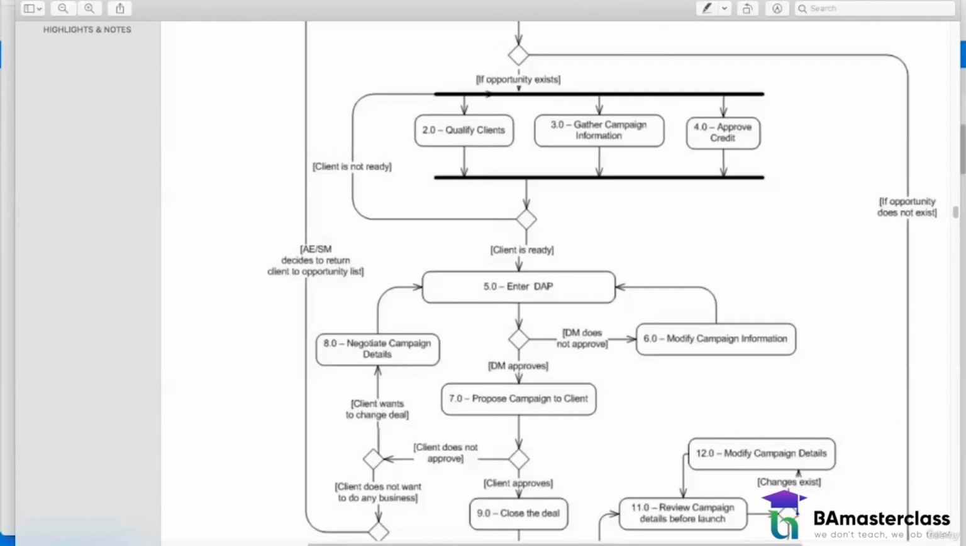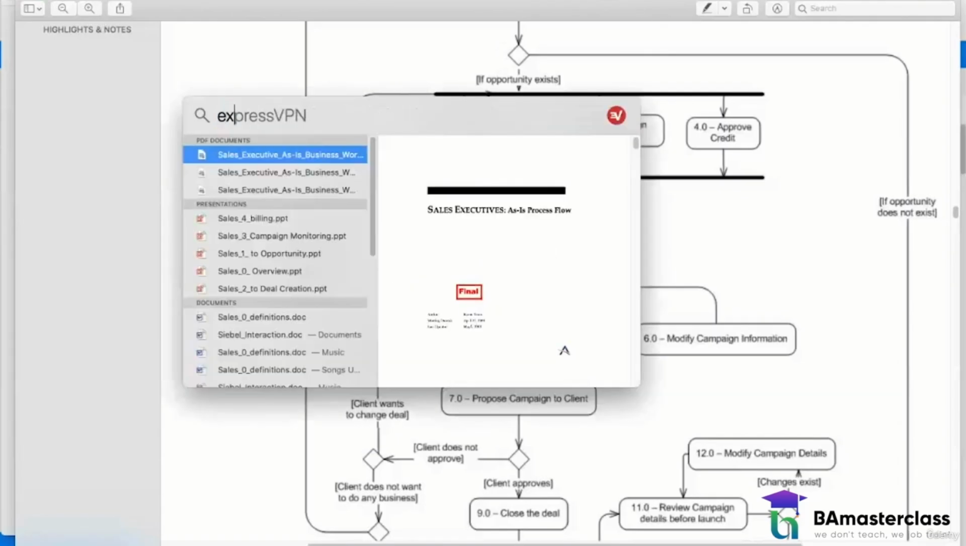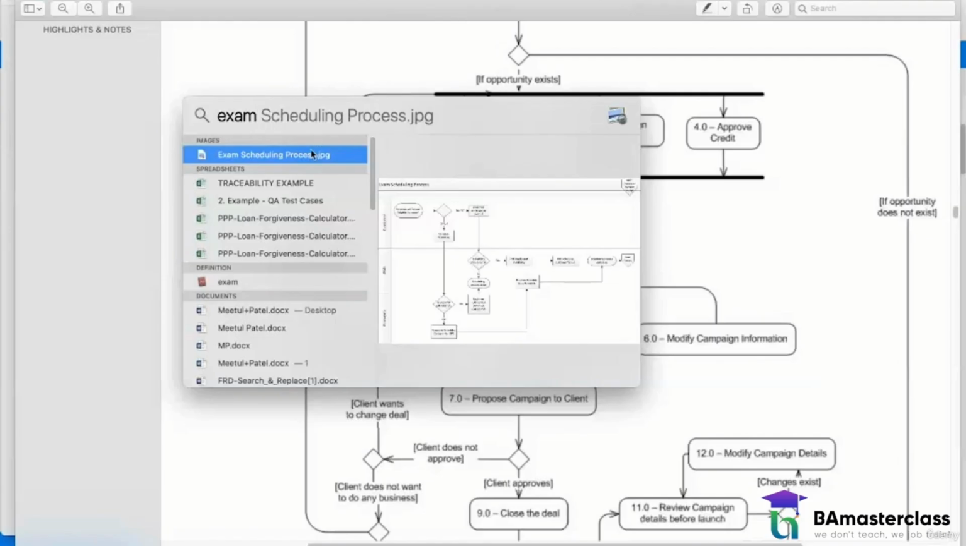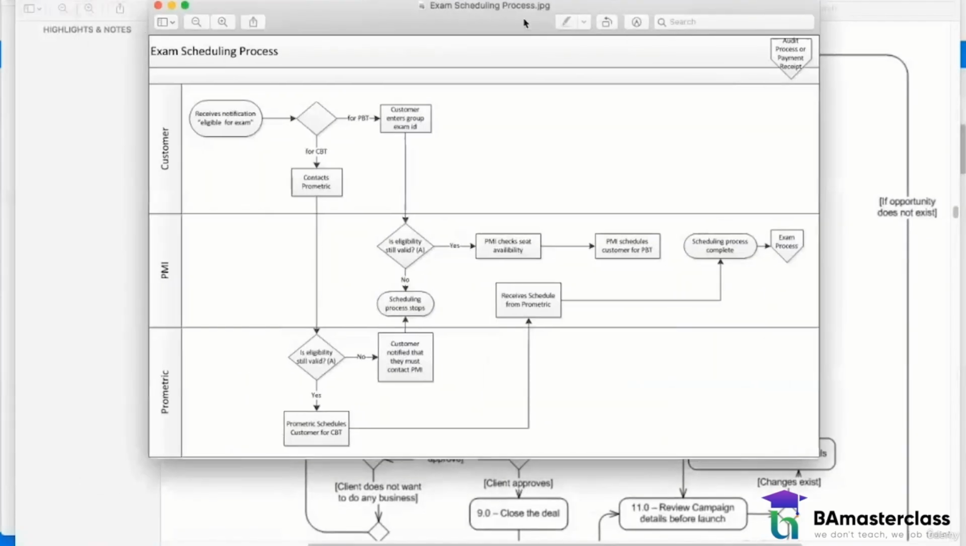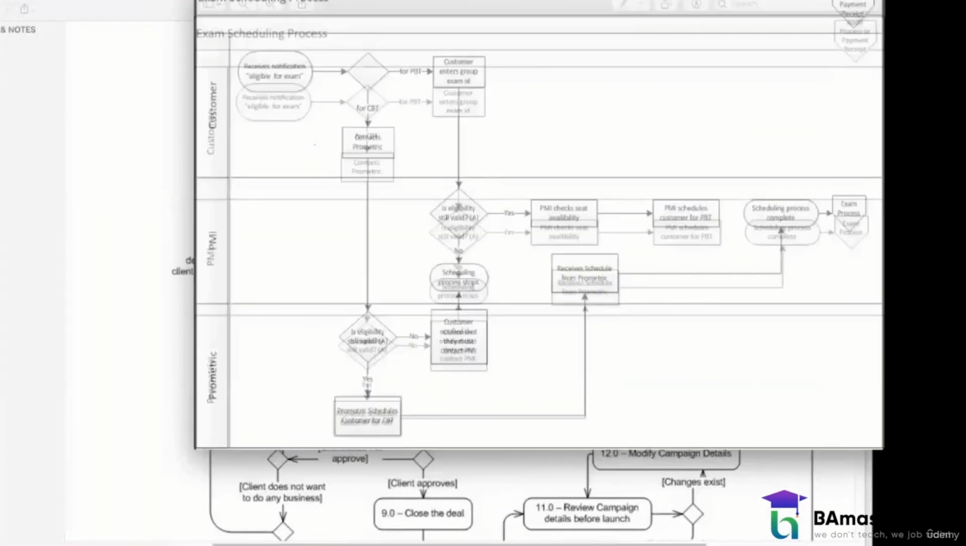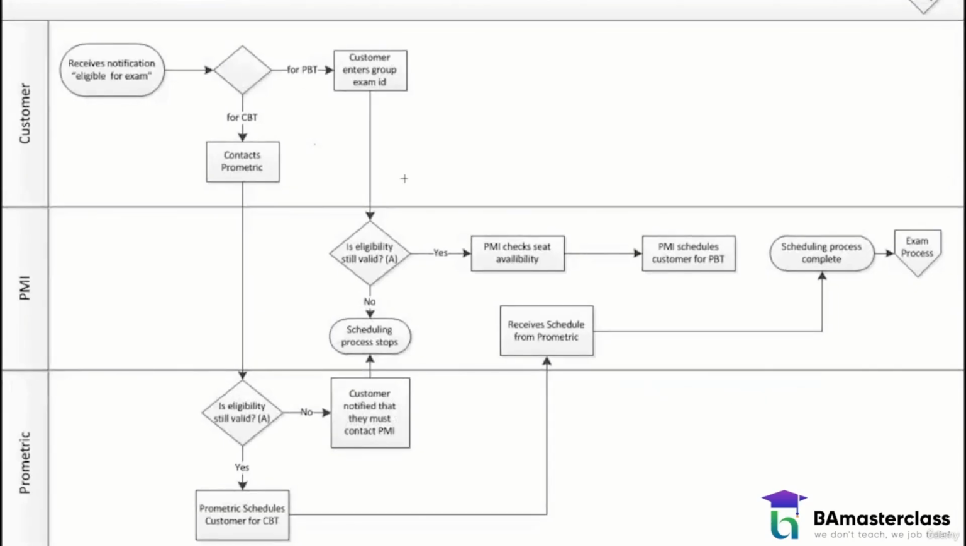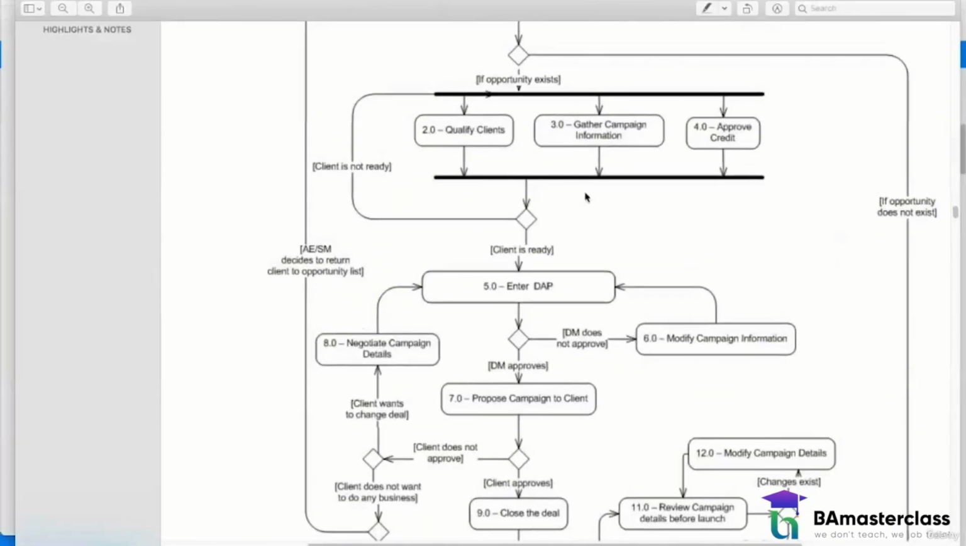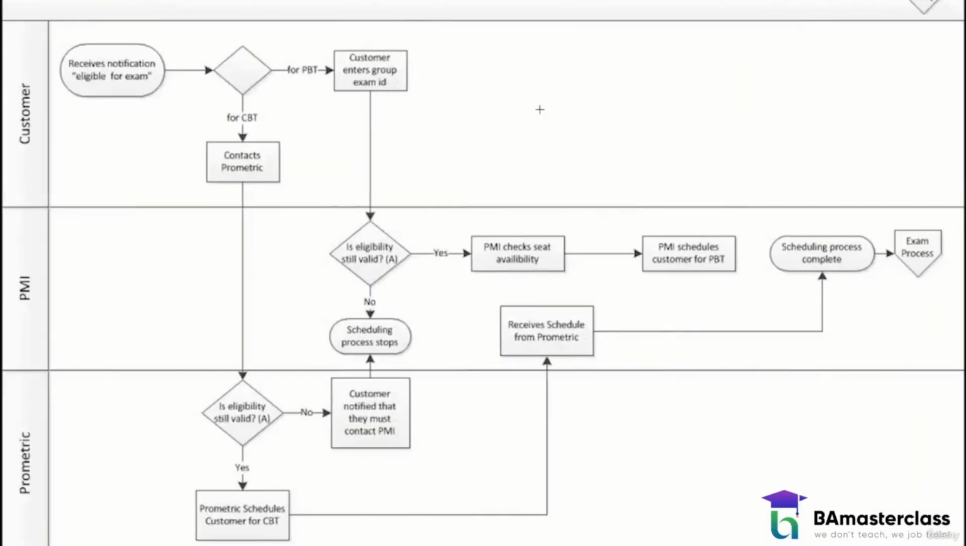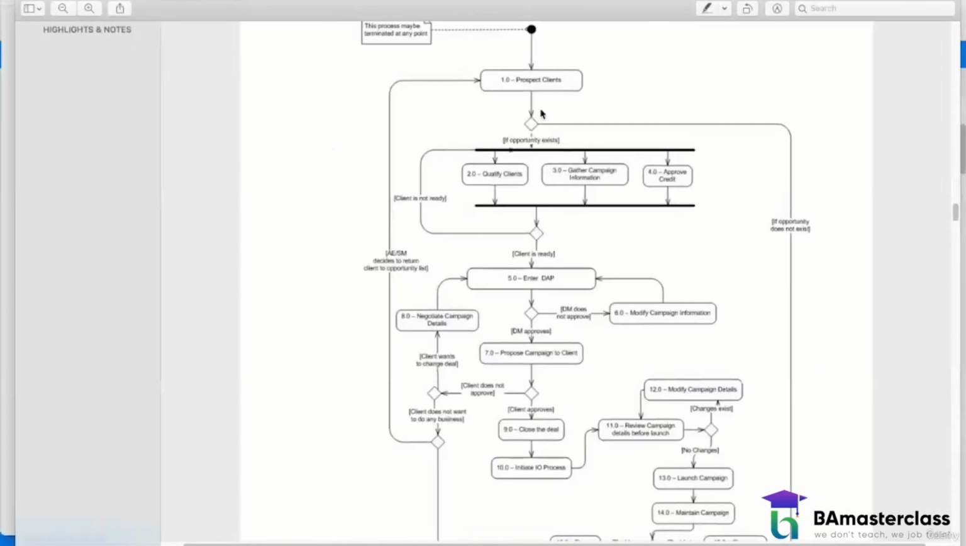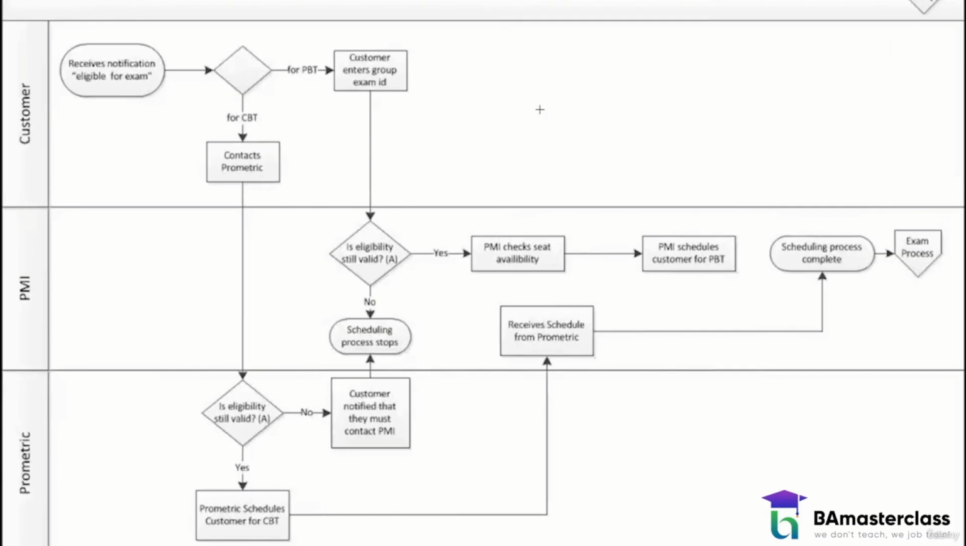All right. I'll show you another flavor of this. All right. That's another diagram. So what is the difference that you see here from the previous one? So you saw this one. Now I'm showing you this one. What is the difference in the two? Looks like there's different stages. Like one is the customer stage, and then the PMI stage, and the Prometric stage.